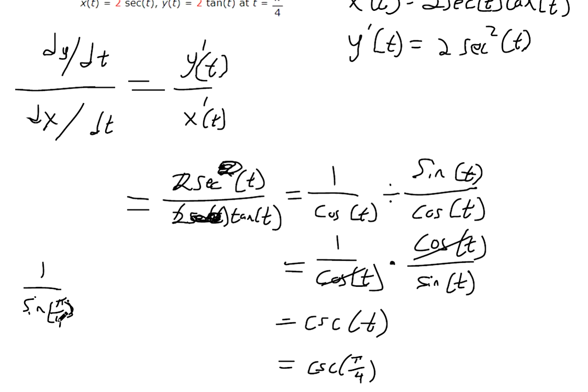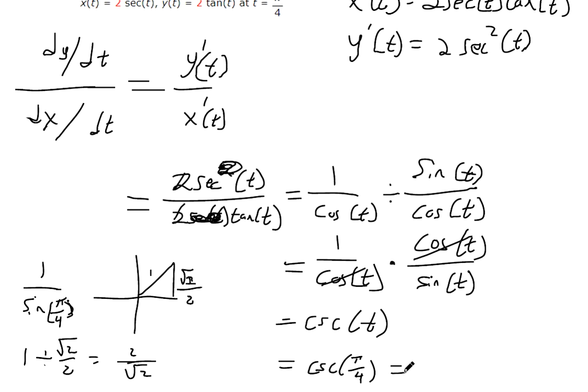And sine pi over 4, that's a 45-degree angle, right? And what we usually want to memorize is the special triangles, the 45-45 triangle, where the two sides other than the hypotenuse have square root of 2 over 2 as their measurements. So the opposite divided by the hypotenuse is square root of 2 over 2. So that's 1 divided by the square root of 2 over 2. So that makes 2 over the square root of 2 when you flip and multiply. So the slope is 2 over the square root of 2.